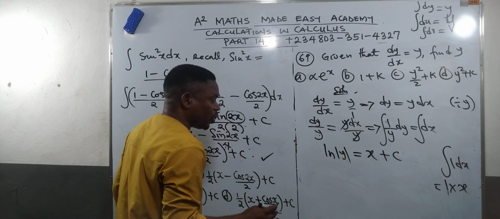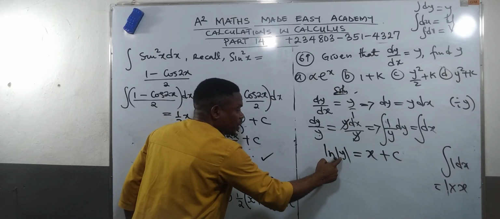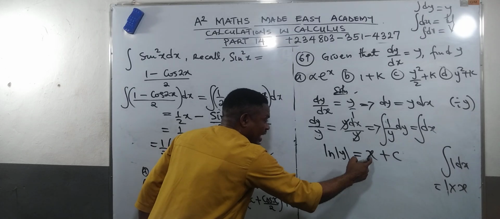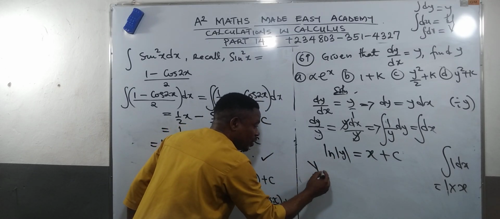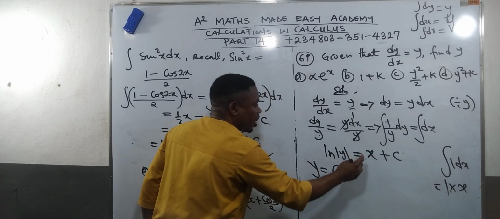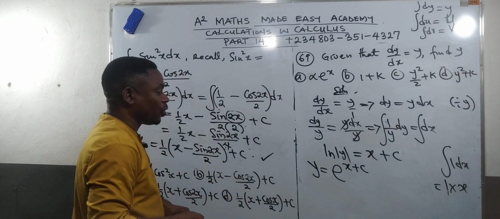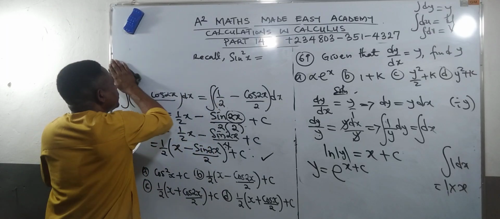I'm almost done. My target is to make y the subject of the formula. When you are making y the subject, take the exponential of the right hand side so that y will now be alone. I will now say exponential of what? X plus c. Now this could have been the final answer, but I want you to observe something here.